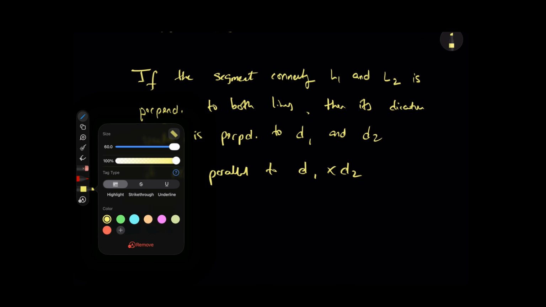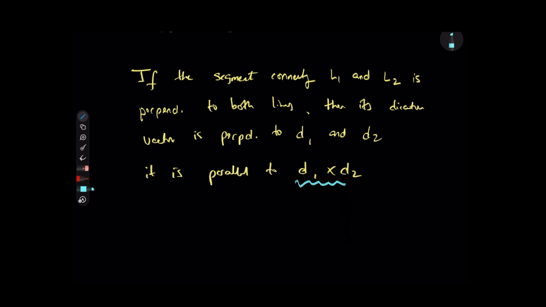I'm going to let D1 cross D2 be the direction of our shortest line segment. We need a name for this, and we know it: it's called the normal. So I'm going to let this be equal to N. This is the direction of the shortest segment.